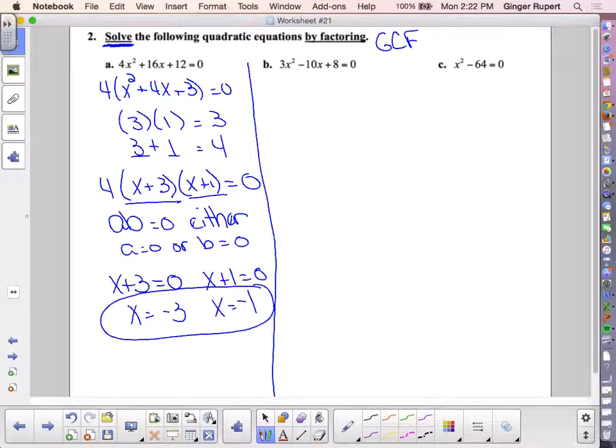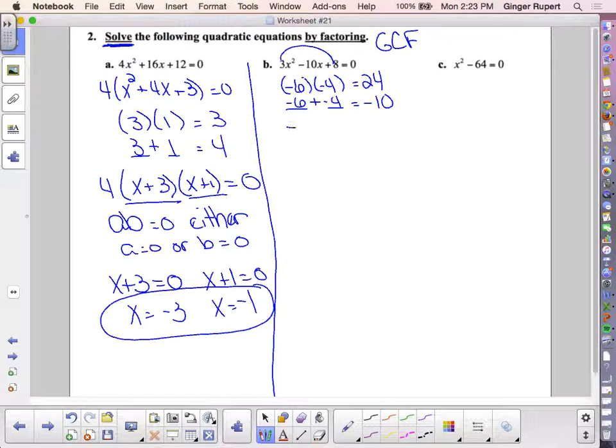B does not have a greatest common factor. Remember, we can use our calculator for these. We're going to take the product of A and C. So what multiplies to give me 24, but when I add them together, I get negative 10? So what two numbers multiply to give me 24, but add together to give me negative 10? That's going to be minus 6 and minus 4.